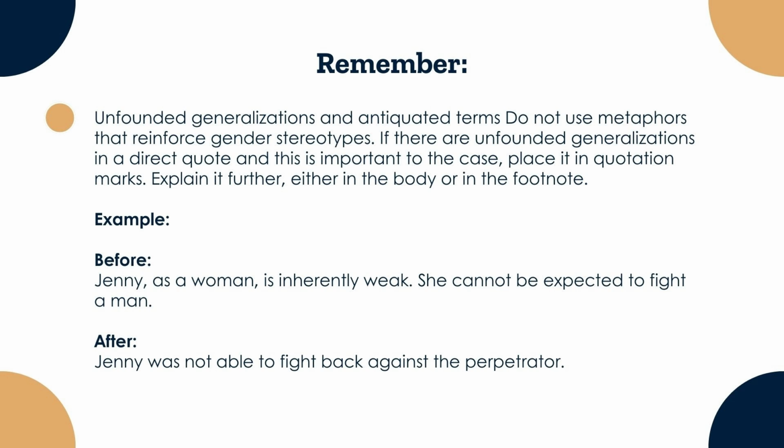Example. Before: Jenny, as a woman, is inherently weak. She cannot be expected to fight a man. After: Jenny was not able to fight back against the perpetrator.